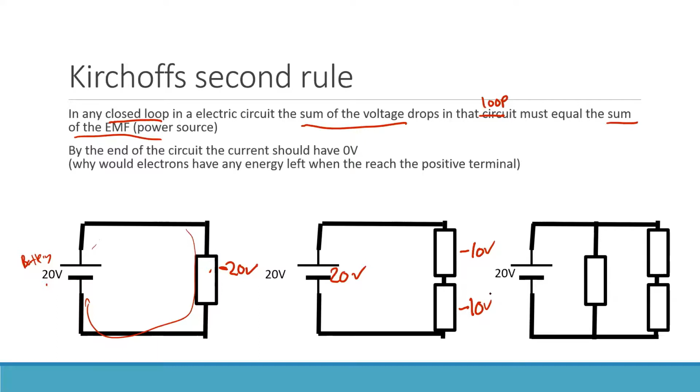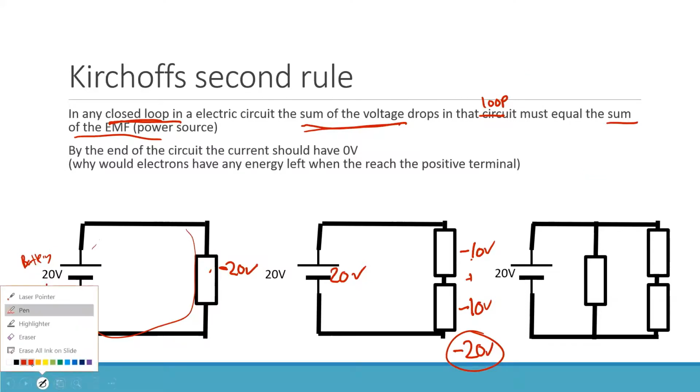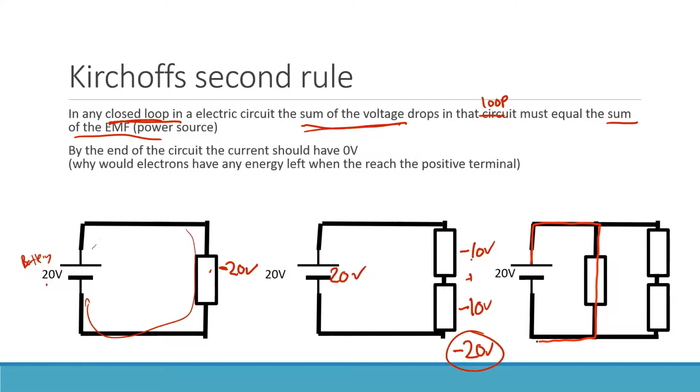Now, the statement says, in any closed loop. Now, I told you I would explain what that would mean. Oh, by the way, this part here, where it says the sum of the voltages, that means if I take -10 plus -10, that's going to equal -20. That's what the sum part means. But in any loop, this is a bit interesting. In this circuit on the left, there are 2 closed loops. Here is one closed loop. And here is a second closed loop.